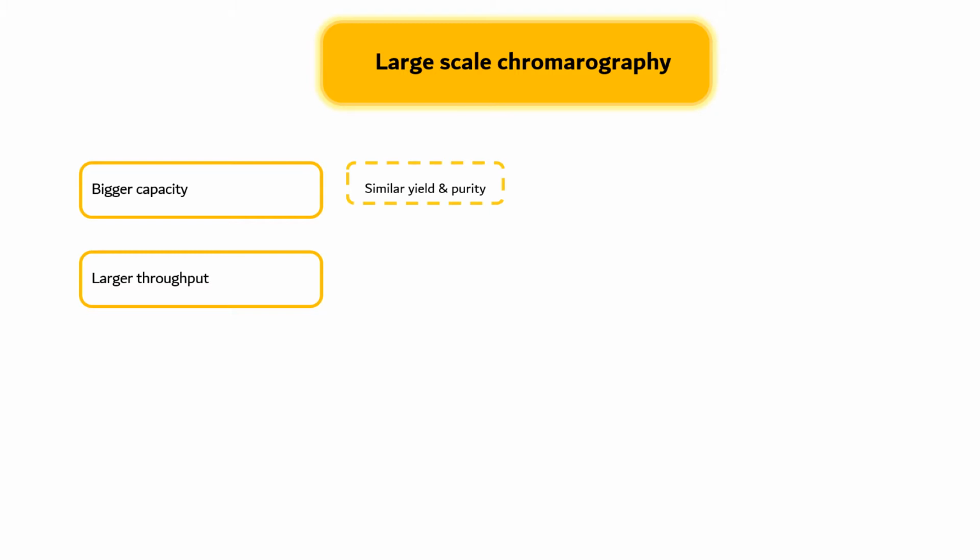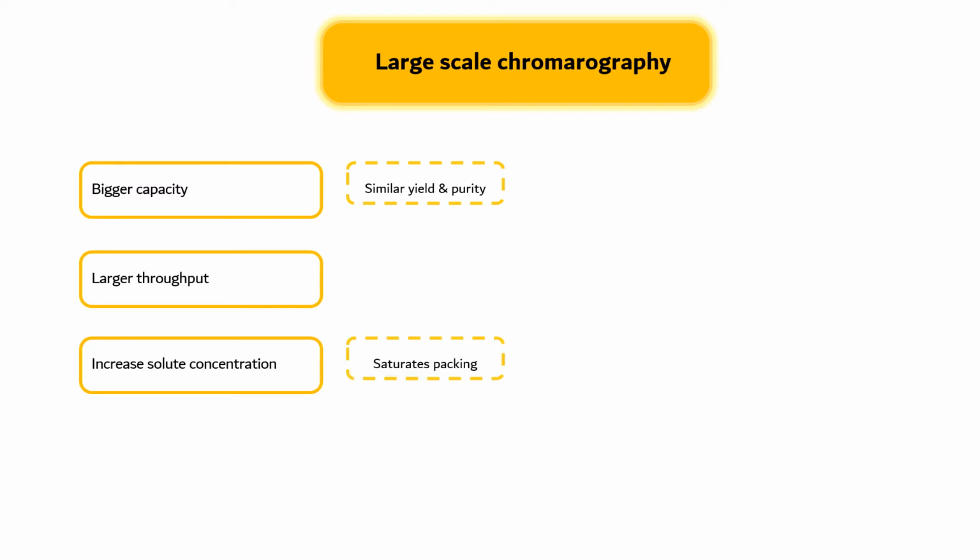The easiest way to increase the capacity is to increase the solute concentration in the feed. Such an increase often saturates the packing and reduces the purification. As a result, larger scale chromatography cannot be achieved by increasing the solute concentration. A more effective way to increase the capacity while maintaining purification is to increase the flow of the column.